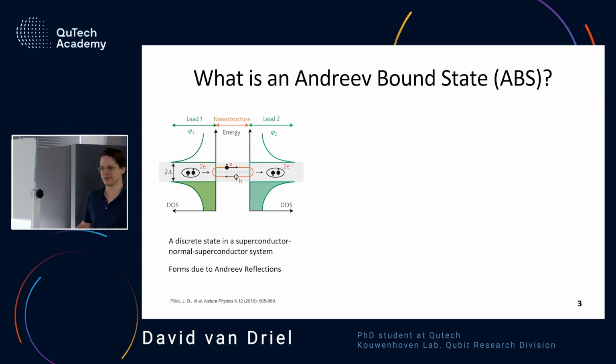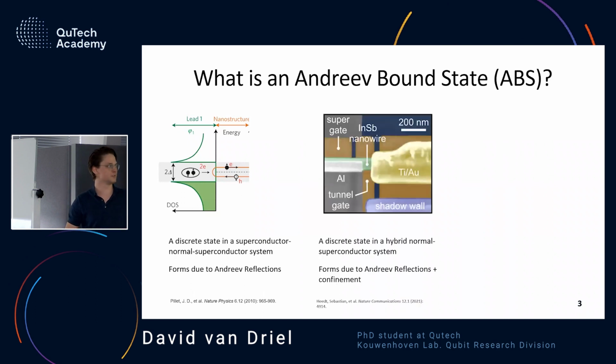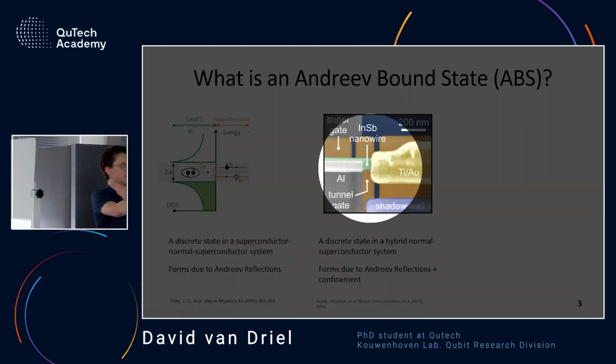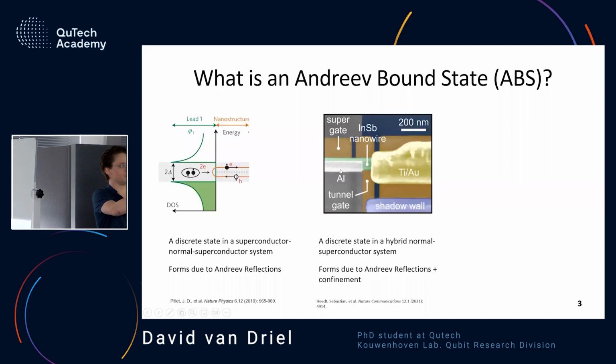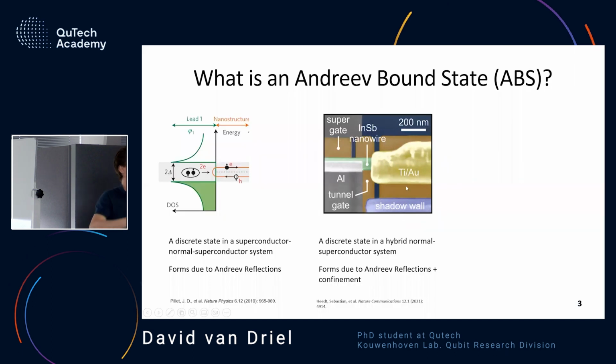But nobody ever said that you need 2 superconductors. You can just cut one off and remain like this. The system which you get then is a bit more like this system. This is an actual device in our lab. What you see here is an indium antimonide nanowire in green, which has aluminum here on top. And you have Ti/gold, which is a normal lead, covered here. In this case, you also get Andreev bound states, but with only 1 superconductor.